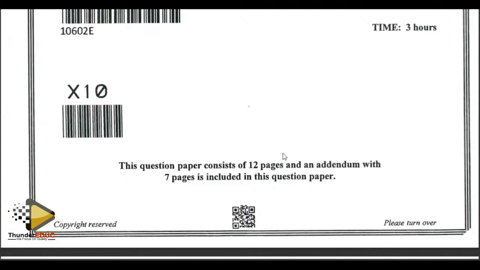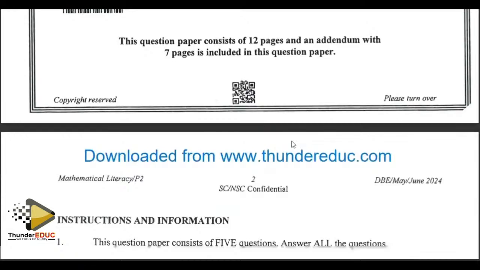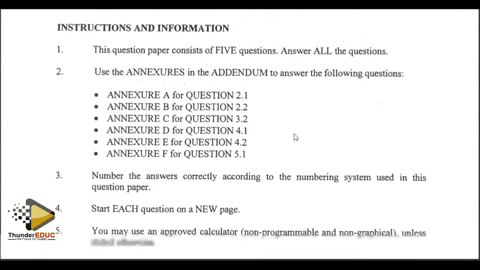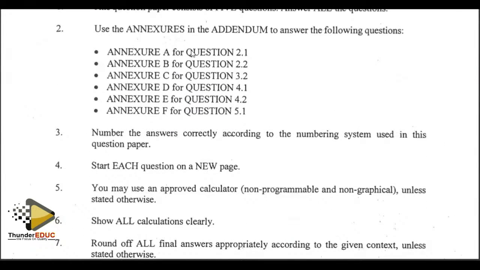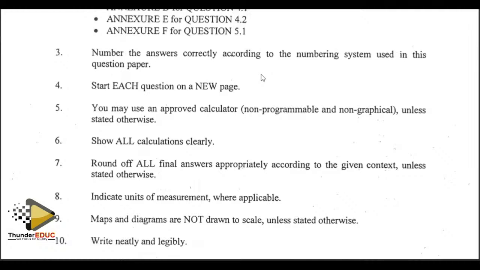The question paper consists of 12 pages and an addendum with 7 pages is included in this question paper. All right, shall we do the addendums as we see? We shall need them for questions 2.1, 2.2, 3.2, 4.1, 4.2, 5.1. All right, please, as you do your exams, don't forget instruction number 4 is important.